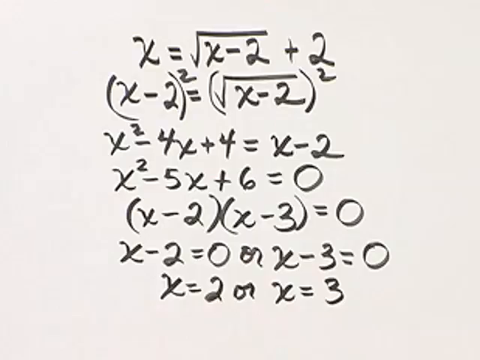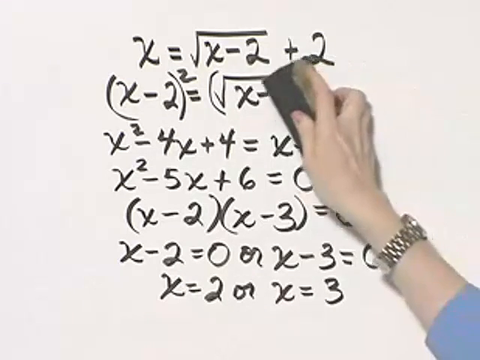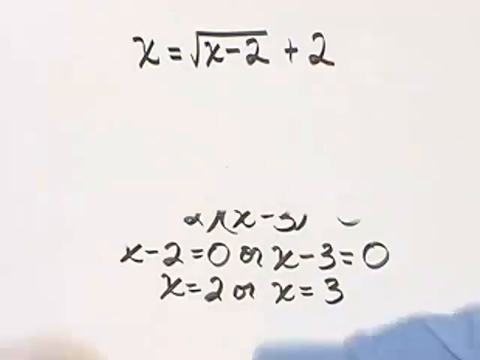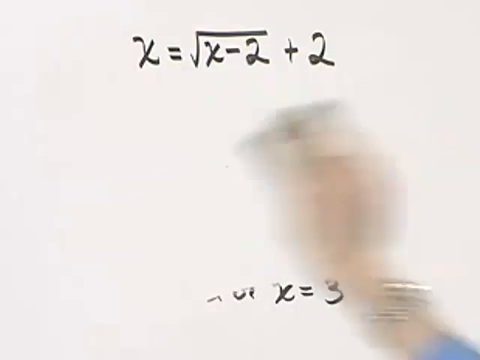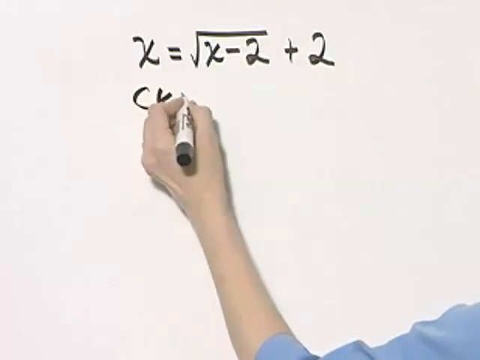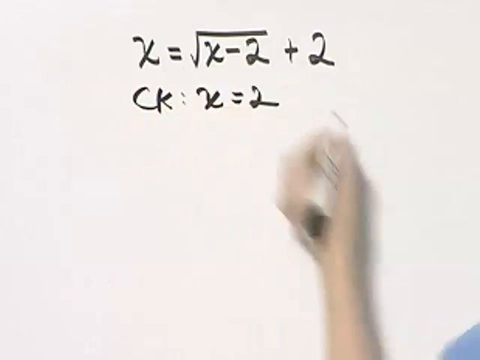So notice we have 2 proposed solutions, and for radical equations, those proposed solutions must be checked, and they must be checked in the original equation. So I'm going to check these separately. Let's check 2. How do we check?